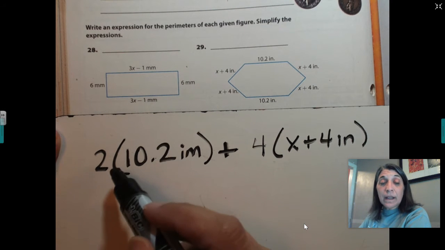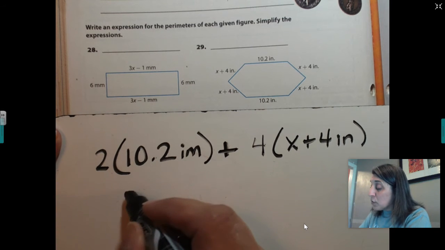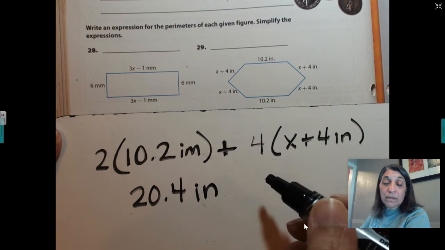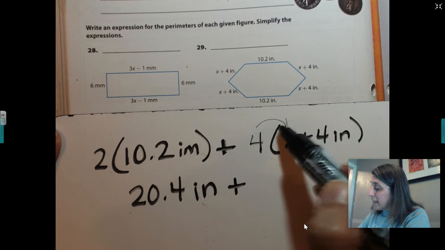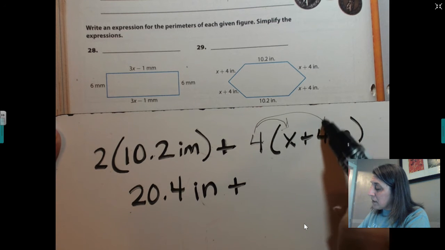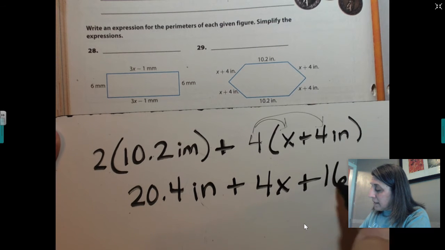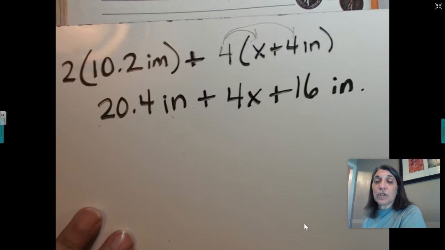So 2 times 10.2 is 20.4 inches. Let's keep our units. Plus, and now I'm going to distribute the 4 to the x and distribute the 4 to this 4 inches. 4x plus 16 inches. Okay, and now I want to combine my like terms. Can you all see that? Oh, sorry, scooch it up.